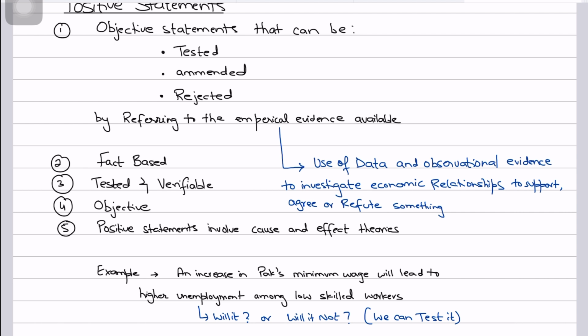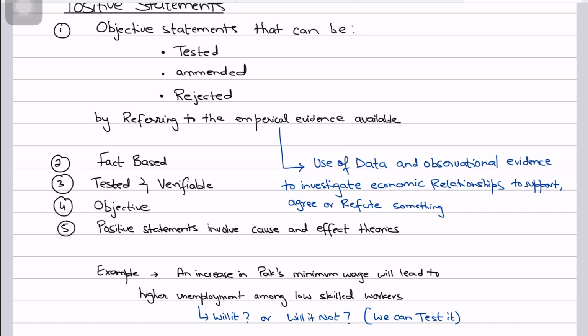It directly contrasts with normative statements, which we will study in a while, because normative statements involve value judgments about what the economy should be like or what policy actions should be taken. Positive economics talks about what the economy is, rather than telling us what it should be like or what policy actions should be taken. It tells us exactly how the world is.